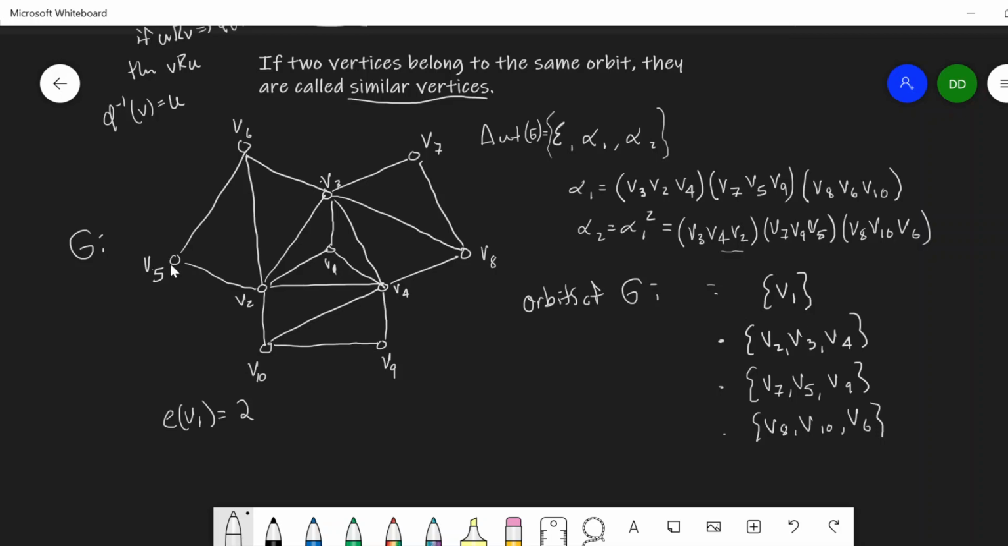Similar for V5, V9, and V7. Those are all similar vertices. And V8, V6, and V10 are also all similar vertices. So these are the orbits of the graph. Now, why might we care about the orbits of these graphs? Well, it's really highlighting the symmetry of the graph. This idea of two vertices essentially being the same up to automorphism is the idea of orbits.